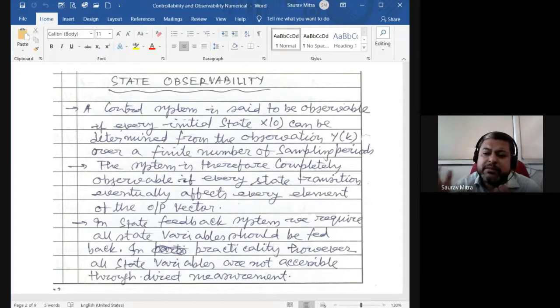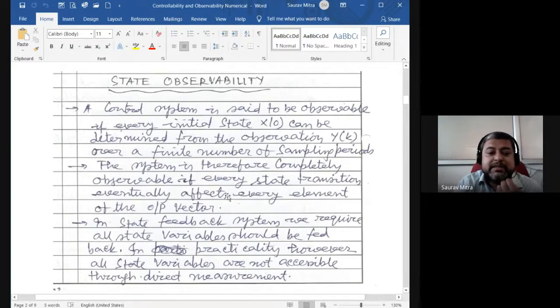So many state variables, many instances of states, many transitions of states have happened. From all those values, mathematically, if you can come back and tell me that a state variable value was 5 ampere at t equal to 0, or the capacitive voltage initial value was 0.3 millivolt at t equal to 0, so if you can figure out every state variable amplitude at every instant, then we can say that the system is completely state observable. The system is therefore completely observable if every state transition eventually affects every element of the output vector.